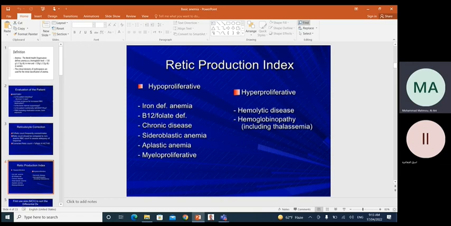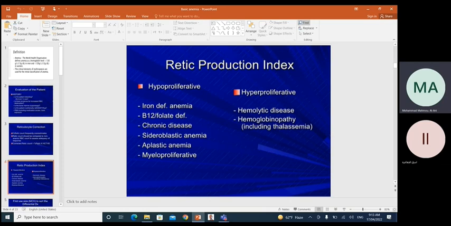Sideroblastic anemia, aplastic anemia. When we say aplastic, this means that there is a suppression of the bone marrow, whether it is due to autoimmune or due to drugs. And myeloproliferative disorder, which includes polycythemia rubra vera, essential thrombocytosis, primary myelofibrosis, and some authorities add chronic myeloid leukemia.